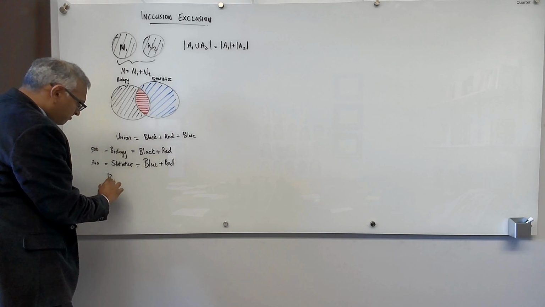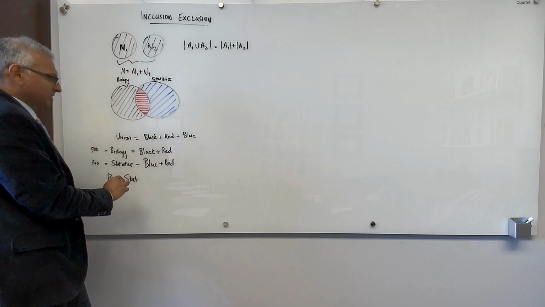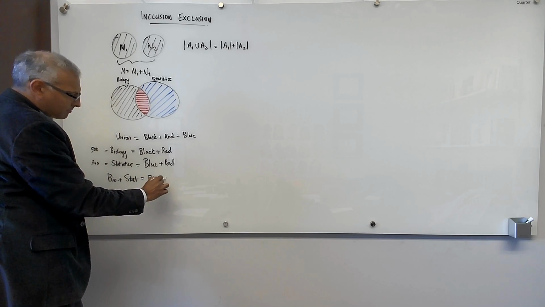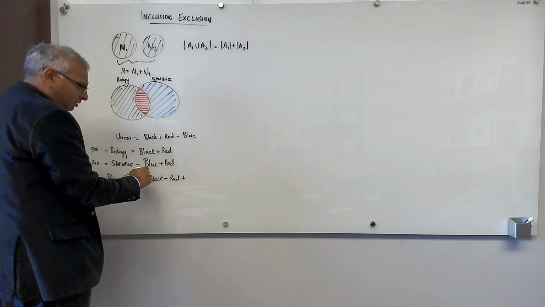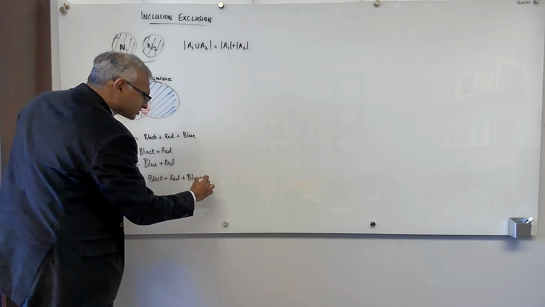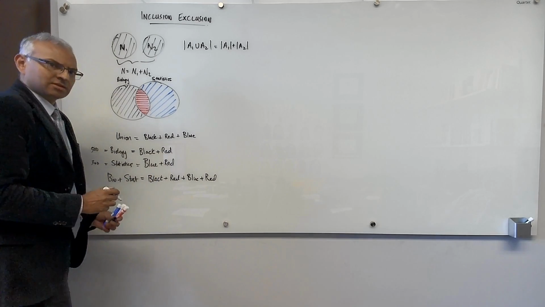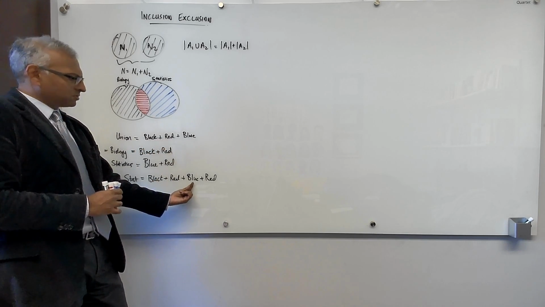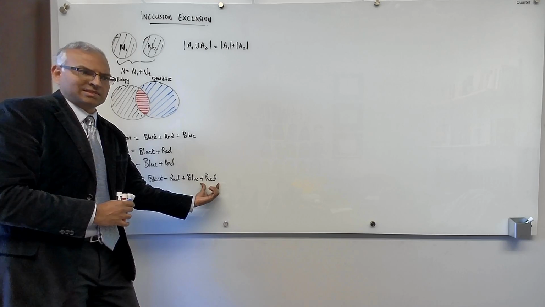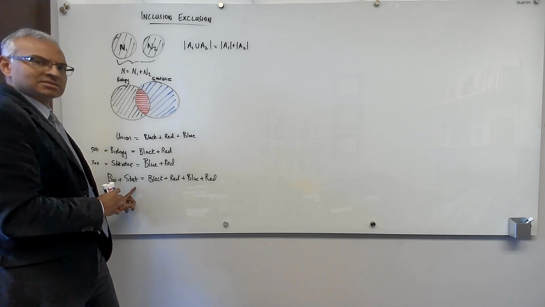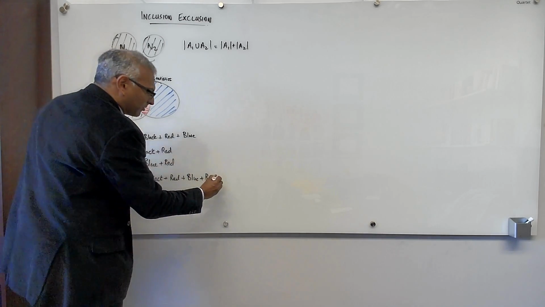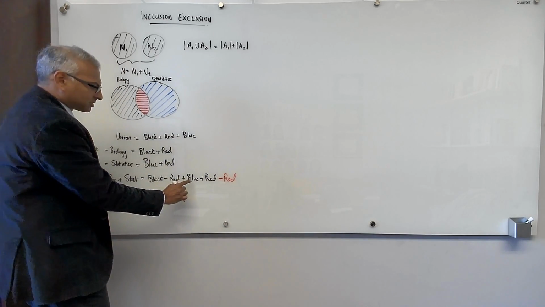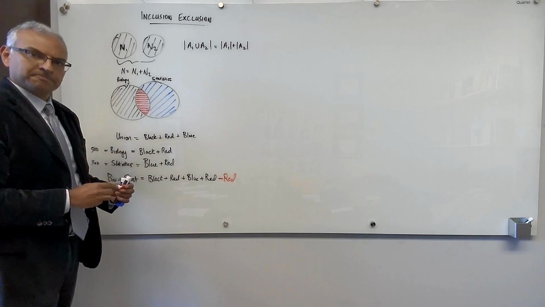So bio plus statistics is black plus red plus blue plus red. If we compare that to the size of the union, we see that the union is black plus red plus blue. So I have an extra red in here when I just add bio and statistics. So I have to subtract the red. That gets rid of this red, and now I have black plus red plus blue, which is indeed the size of the union.